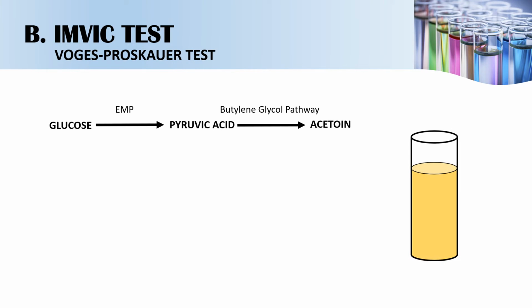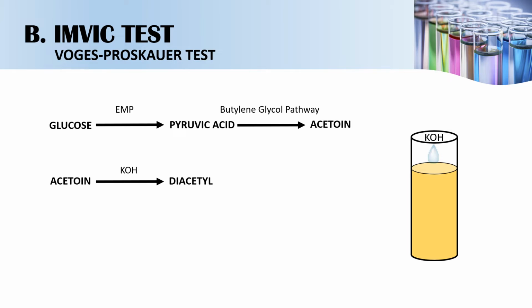Now, for example, this is your Voges-Proskauer medium inoculated with your organism using your wire loop. So you add your 40% potassium hydroxide reagent. So what will happen? Acetoin will be converted to diacetyl following the addition of potassium hydroxide.